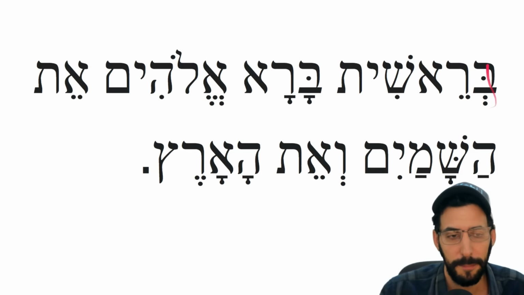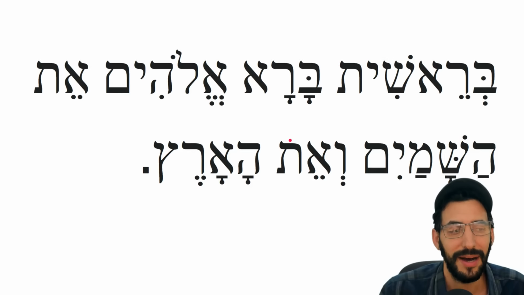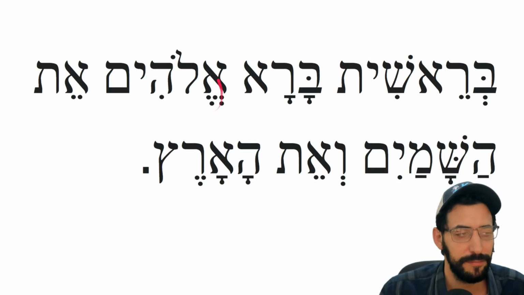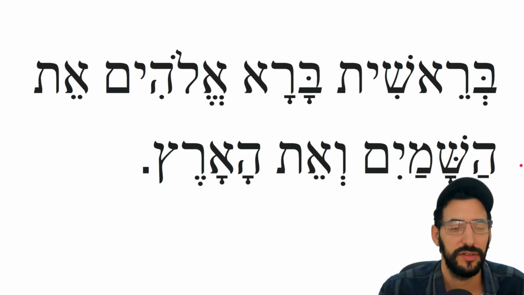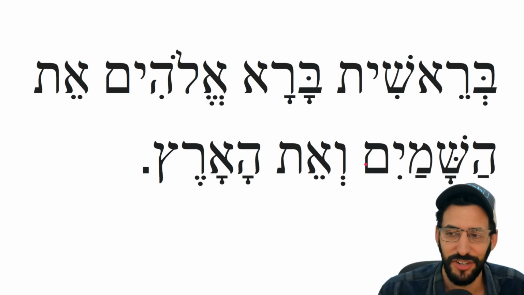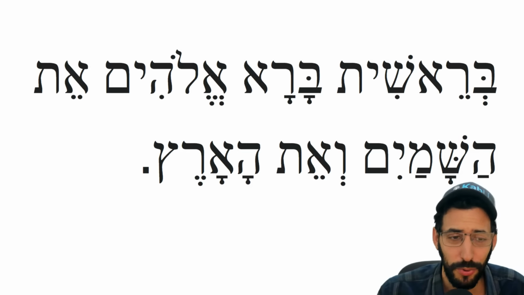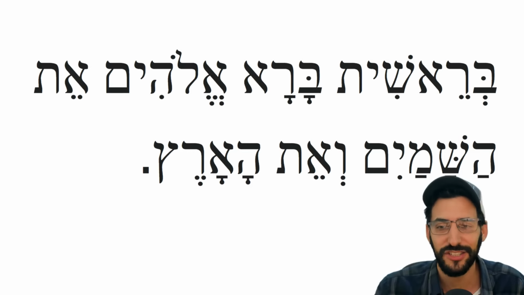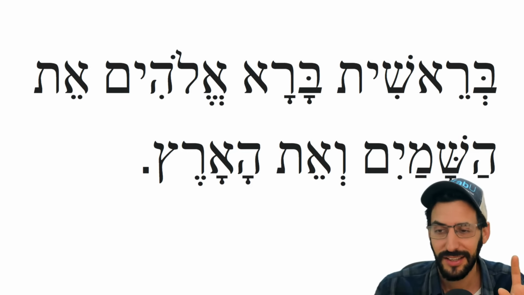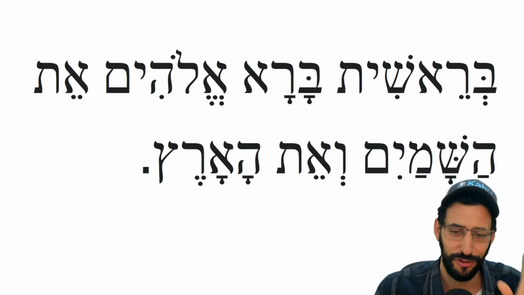So here is the letter Bet, Be, and here's the letter Aleph, Bereshit. Bara. So Bet and Aleph, Bara. Elohim. So Aleph. Et. There's another Aleph. Hashamayim. No Alephs or Bets here. Ve'et. Here's the Aleph. Haaretz. Here is another Aleph. So if you want, you can pause, look at it yourselves, and try to recognize the Bets and the Alephs, which we've already covered.